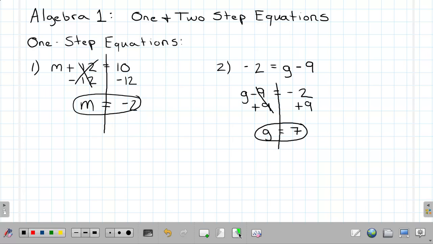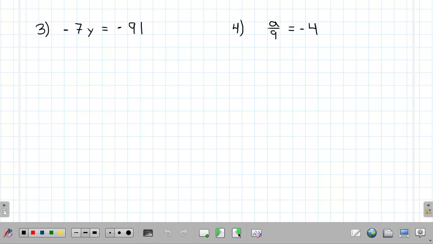Okay? So to pick it up a little bit here, we will go a little bit quicker as we go along because, once again, it's pretty much the same steps every time. We find the variable, we see what we're doing to the variable, and then we just work backwards and do the opposite. So in this case, negative 7 times y is equal to negative 91.